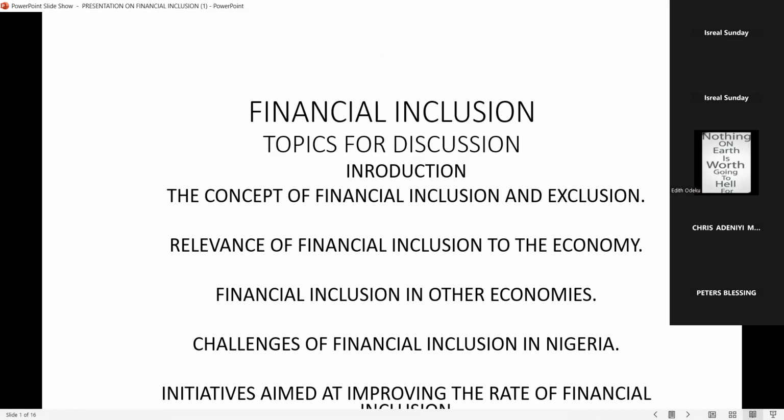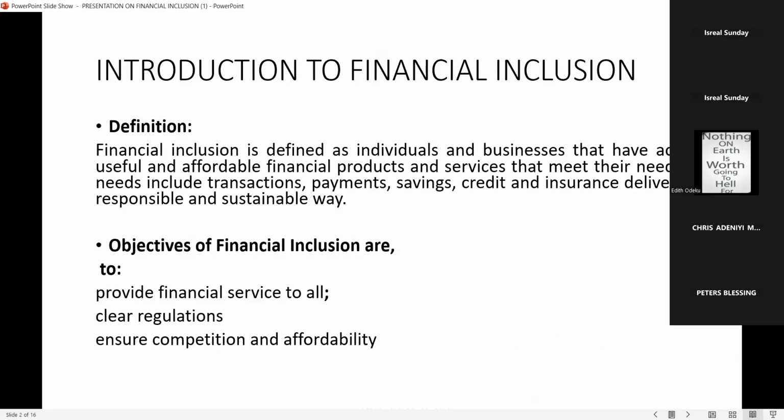So we've looked at the topics for discussion. Now we want to go straight to the concept of financial inclusion. This is the introduction to financial inclusion. I want to believe that most of us have gone through this study pack. This will be an interactive session, so let me hear from you, our candidates. We have about 17 of us here.